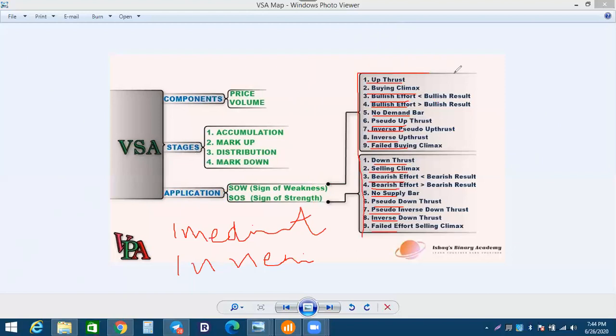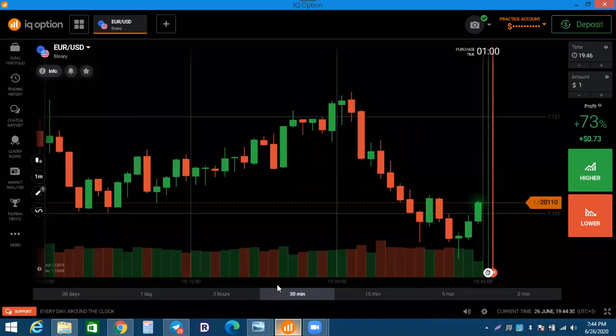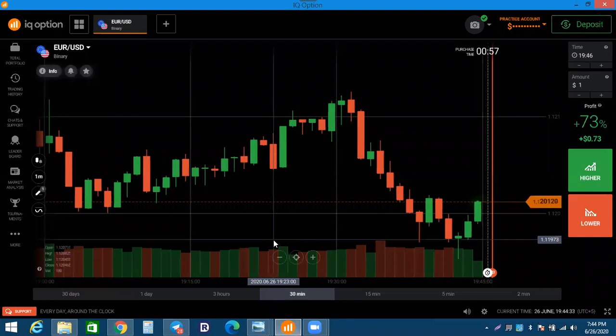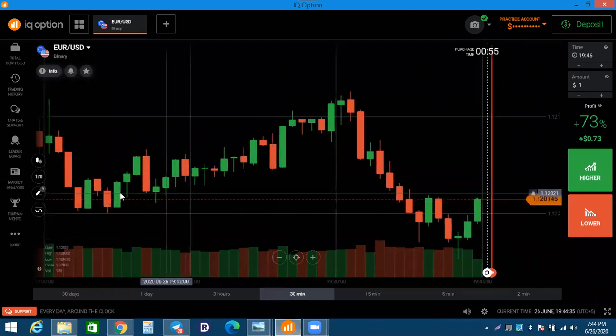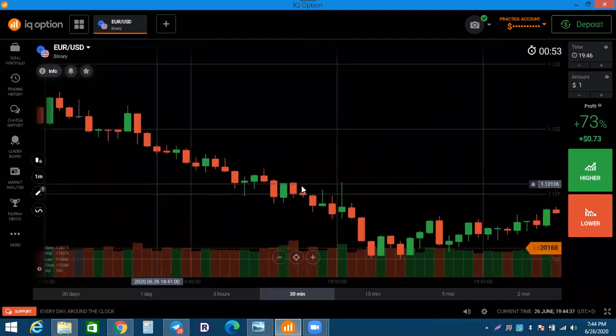After understanding all these topics, all the education about the VSA, then I will teach you how to apply all these concepts in the market. After getting any sign of reversal or sign of continuation, how we can apply it. When we are in the chart, how we know whether we can place a trade or not. These things will be given in the volume analysis course.